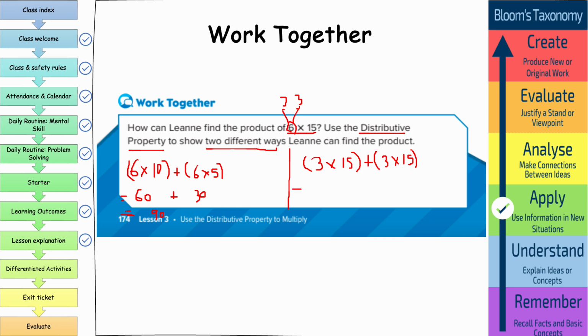Now 3 times 15. So I will do 15 three times. It will be 45. Remember, if you don't know how to find the answer, just use a bar diagram. So 45, and then 3 times 15 is 45. The final answer will be 90. So it's the same answer, then it's correct. Now I found two different ways to find the product.